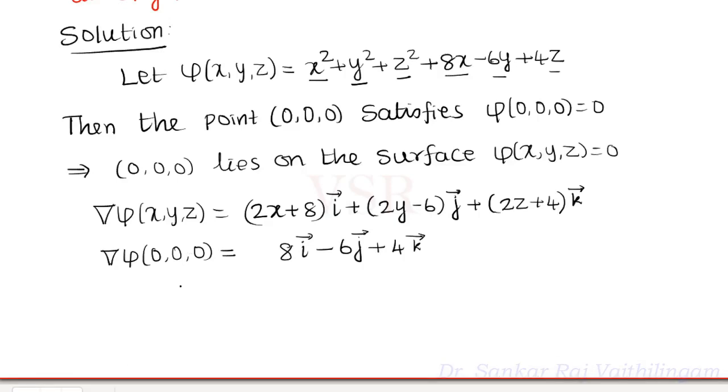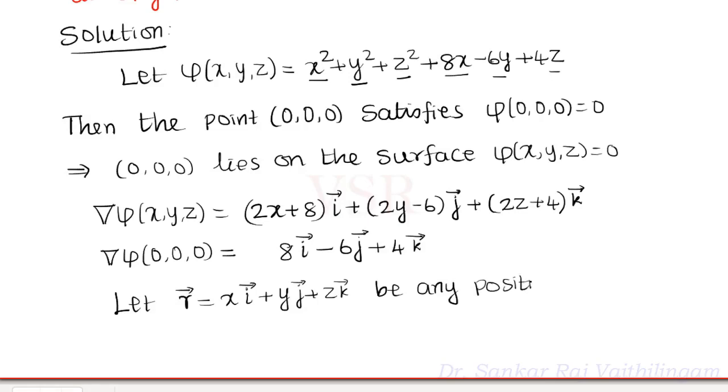Now what I am going to do is let r vector, which I call x into i vector plus y into j vector plus z into k vector, be any position vector to a point x, y, z in the tangent plane.